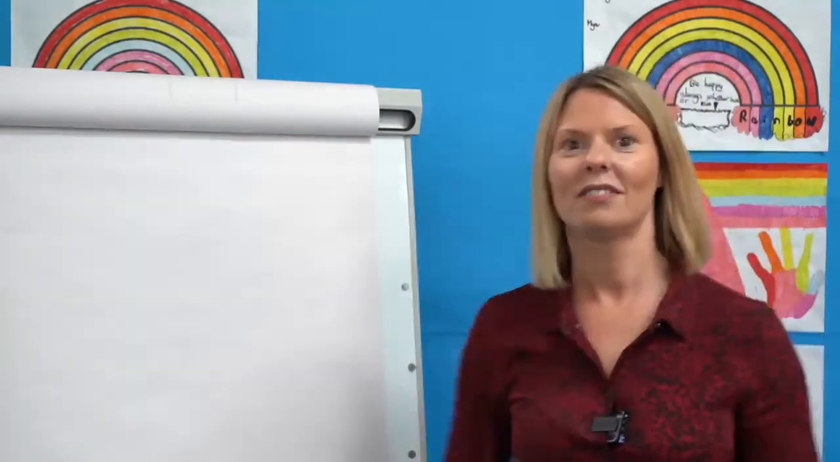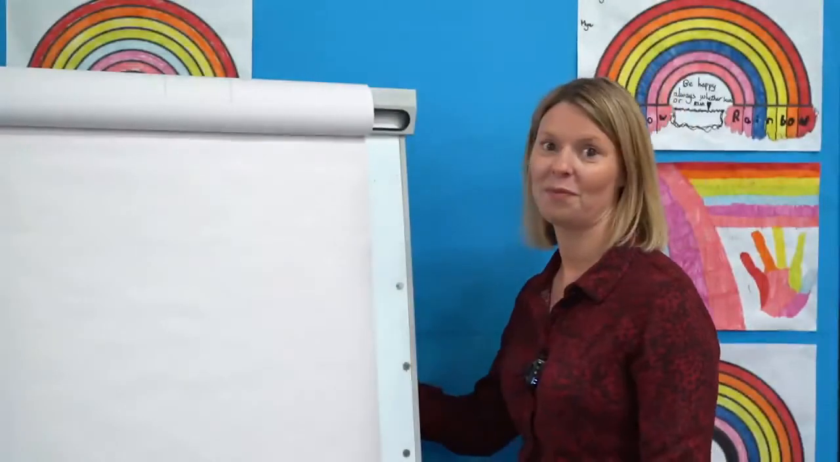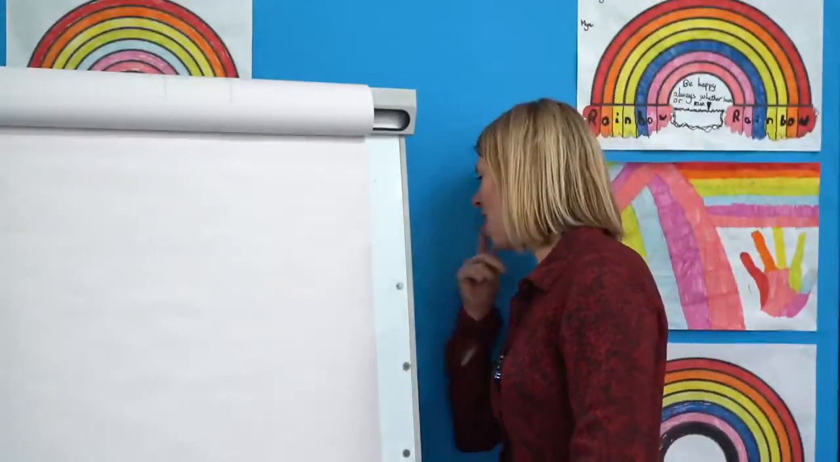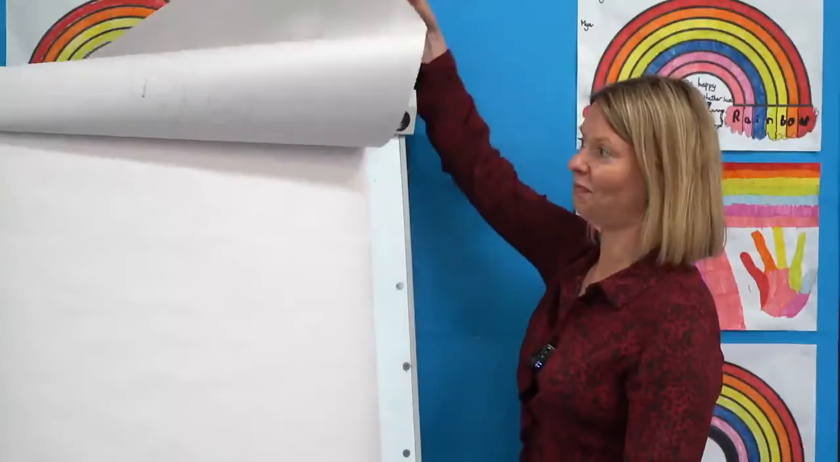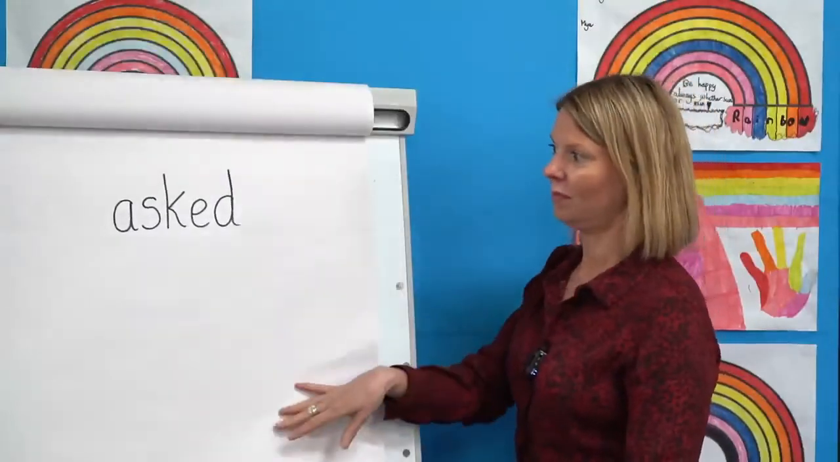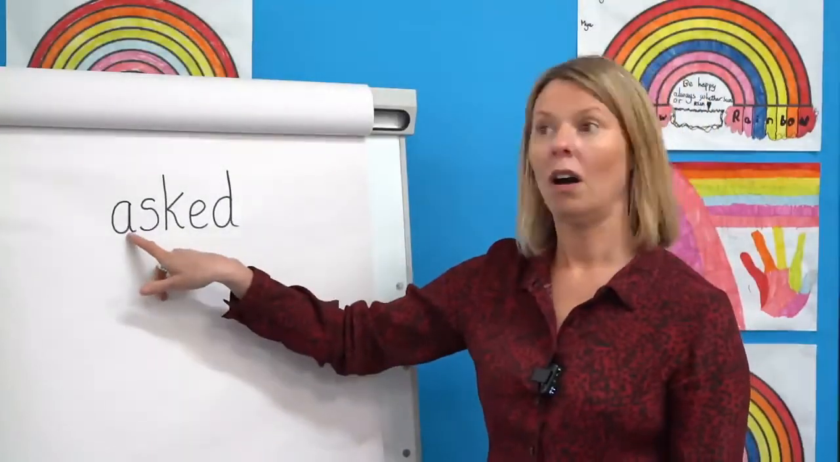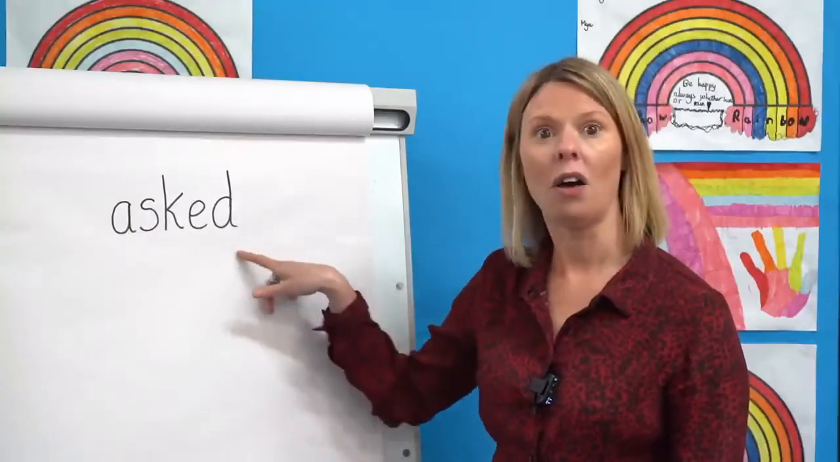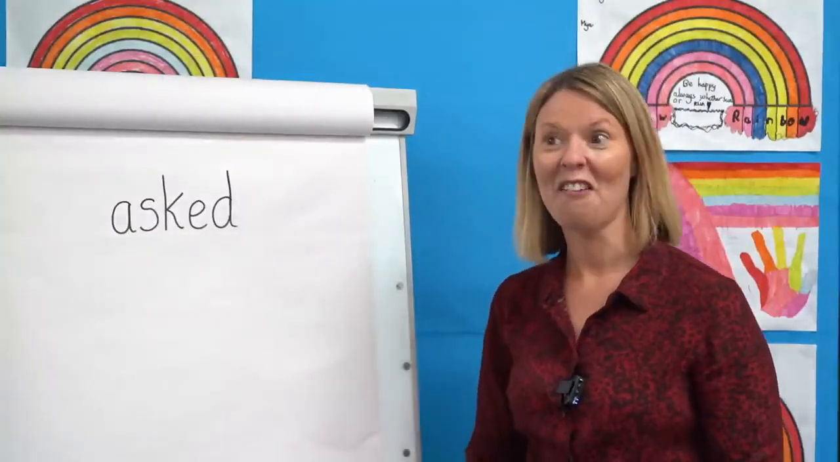Let's hide it. Have a go. What's the tricky bit? The letter A says R, and remember you need ED on the end. Write it down. Let's check. Asked. Did you get it right?